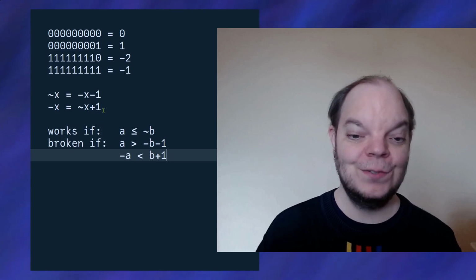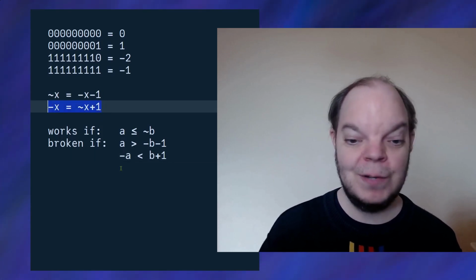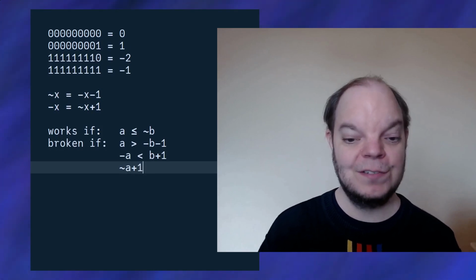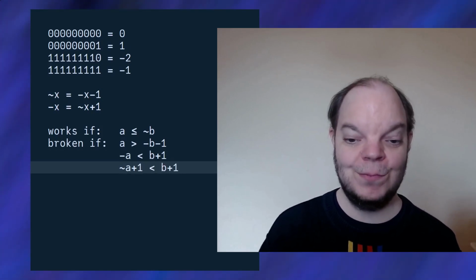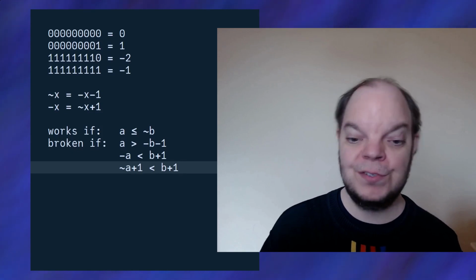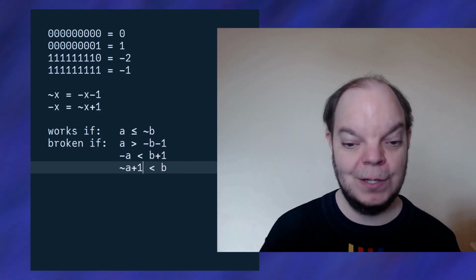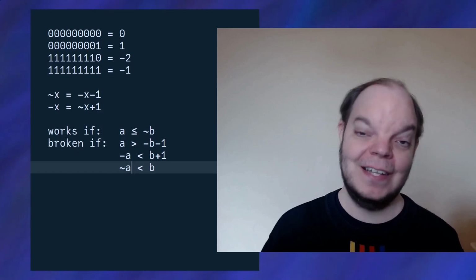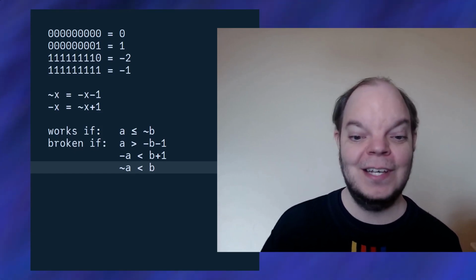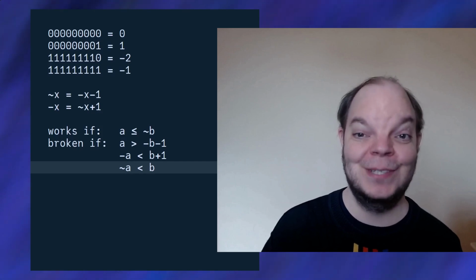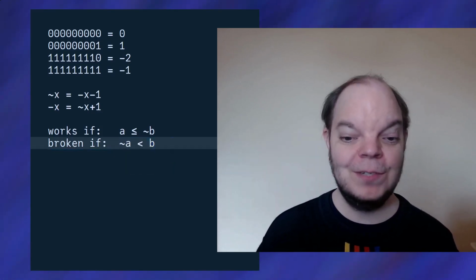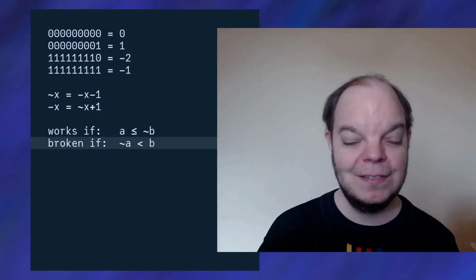And now let's use the other rule that we have to replace the negative a, and we get not a plus 1 is less than b plus 1. And now we have a plus 1 on both sides of the equation, and we can just remove those. Now, obviously, if not a is less than b, then not a is also less than or equal to b, because it's less than b. Okay, let me remove those extra steps that we did, and now let's take a close look at this.